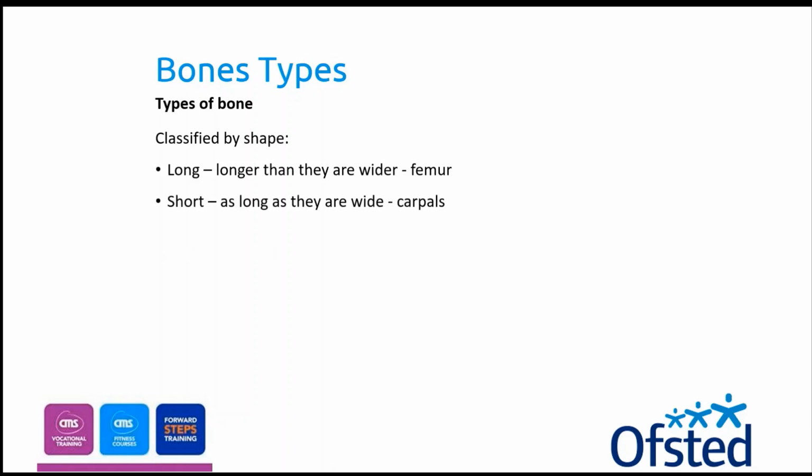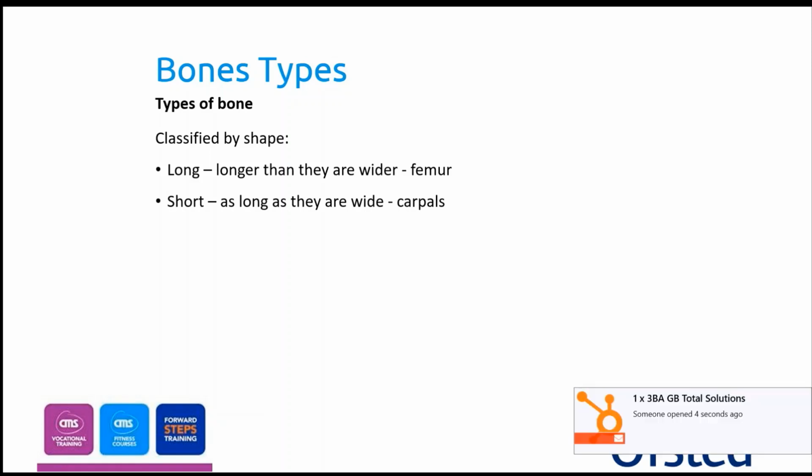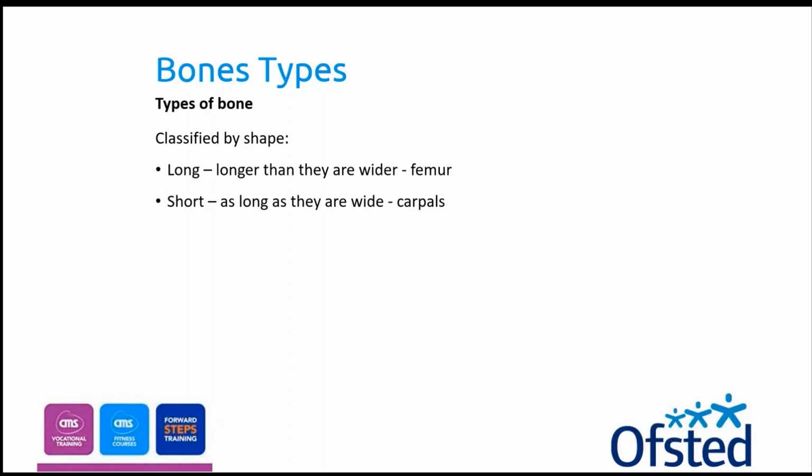A short bone, therefore, is as long as it is wide. So they're normally cuboid in shape. And a good example is the carpals and the tarsals. So carpals are in your wrist, tarsals are in your ankle. And the benefit of these is that it gives lots of different surface areas. So imagine like a little dice in your wrist. You've got 9 carpals in your wrist, 9 little dice. That gives lots of different surface areas for muscles and tendons to attach to. So that's what gives us the dexterity.